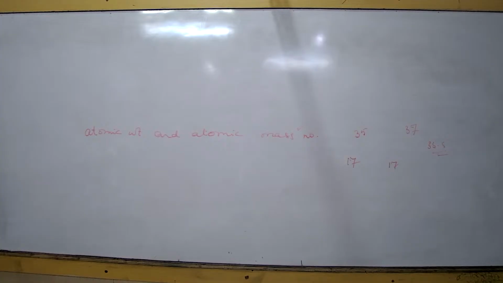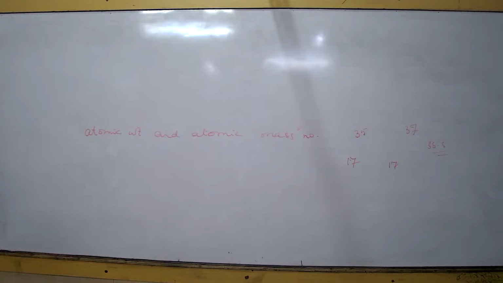So atomic mass is applicable to elements which exist in the form of isotopes, because you take the average. And here it's directly the number. Is this clear? That's the difference between atomic weight and atomic mass number. Okay, now we come to covalent bond.